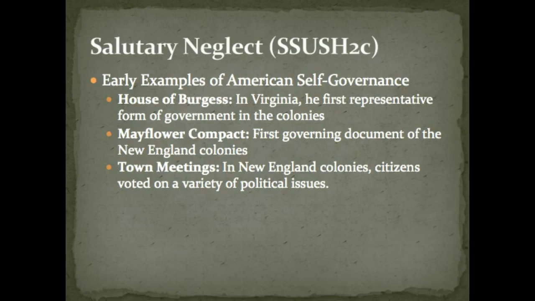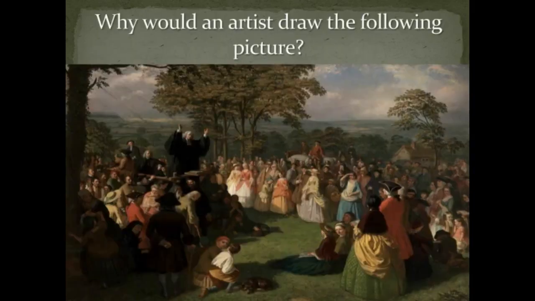You see these self-government systems in places like Virginia, where you see the establishment of the House of Burgesses, and places like Massachusetts, where you see the Mayflower Compact, and then town meetings in places like New England. That's going to allow people to participate in government and govern themselves. This is going to be a crucial time period later on when we talk about the American Revolution, because the Americans were used to governing themselves.